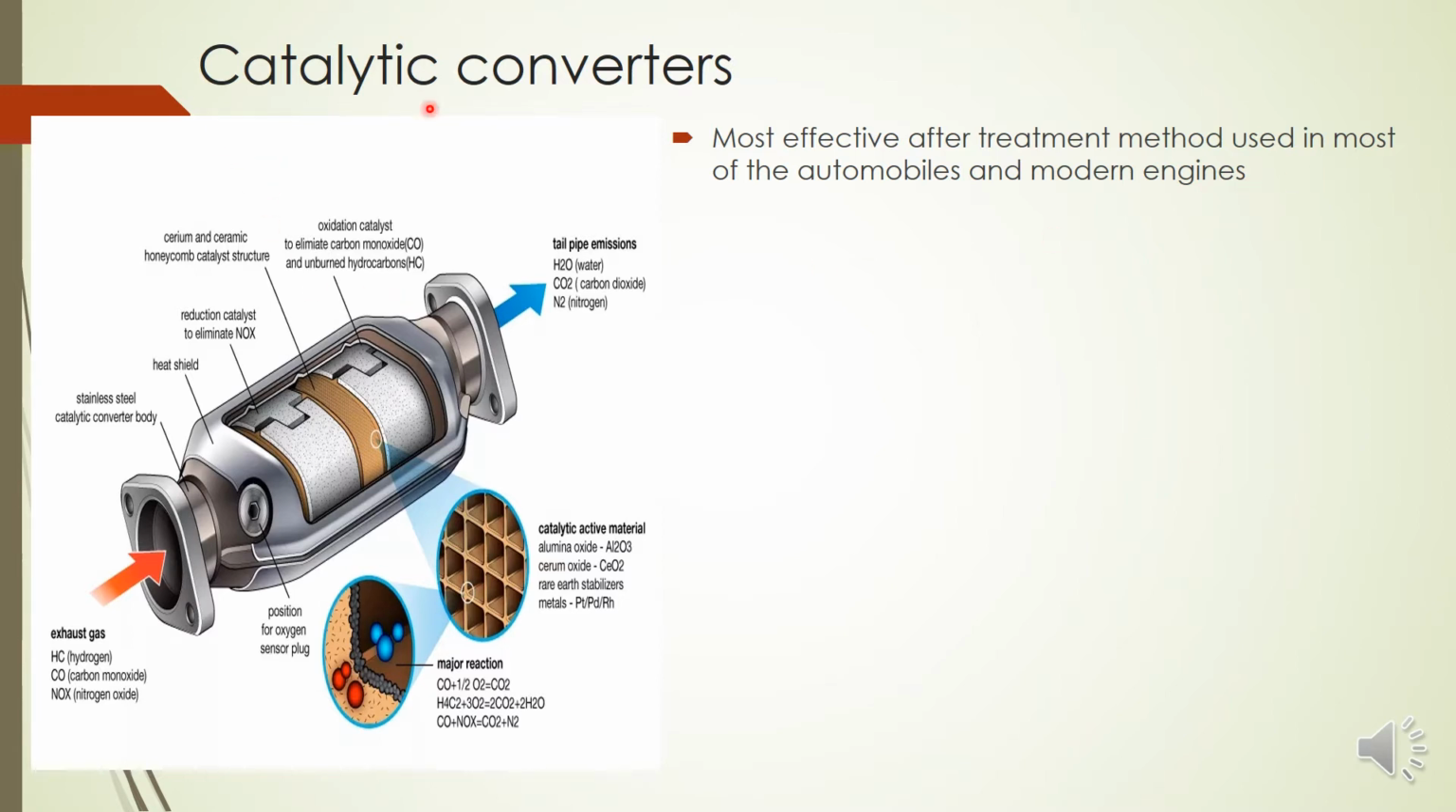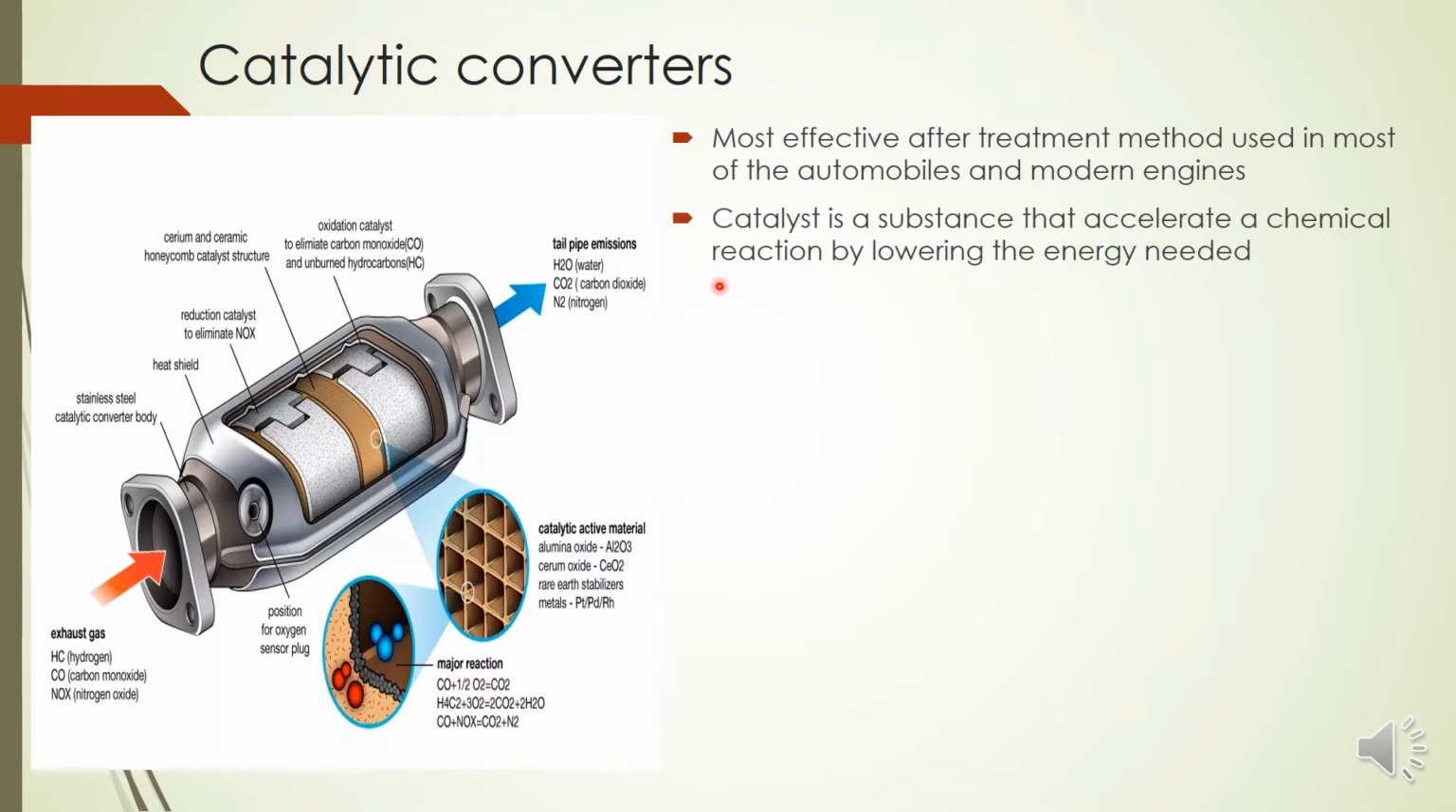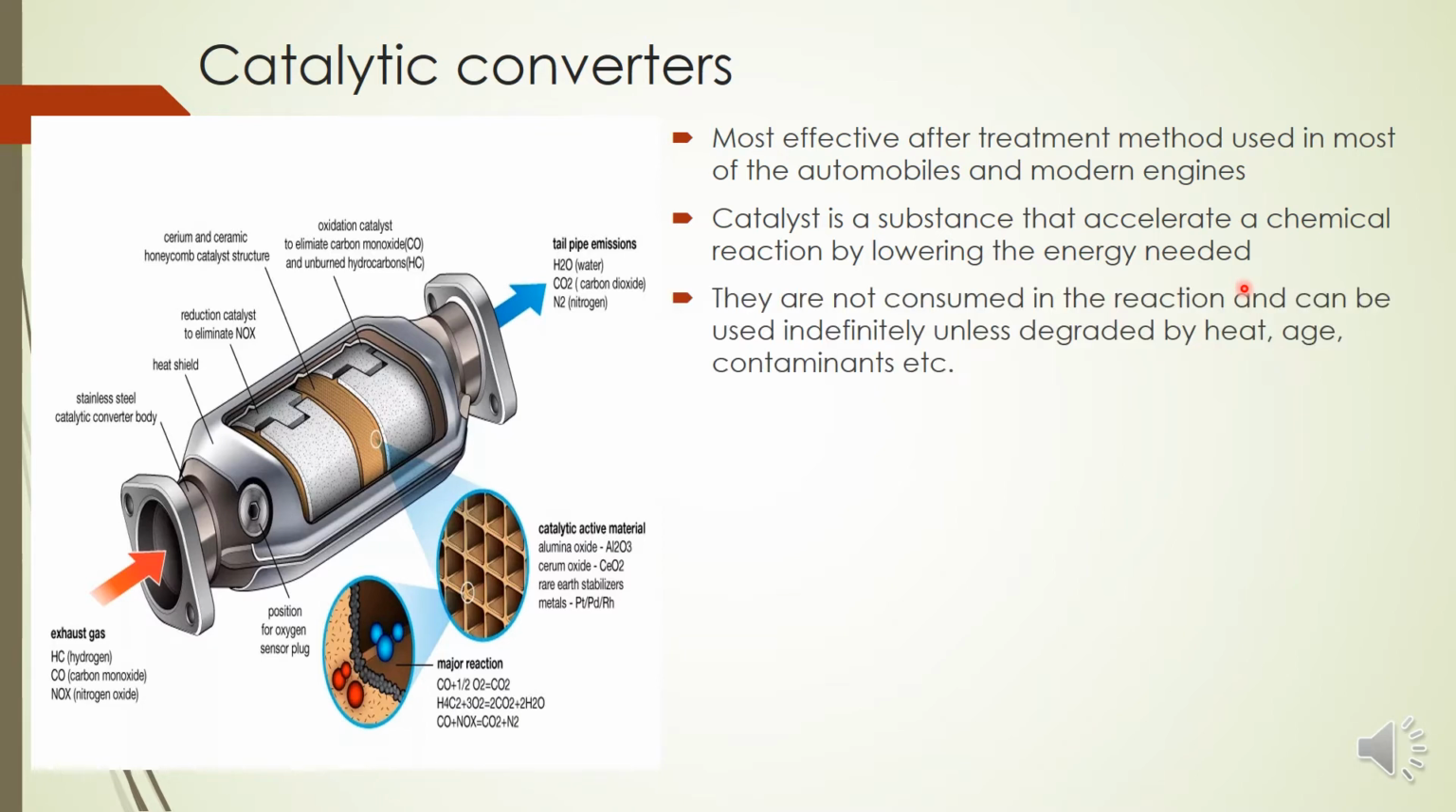So what is a catalyst? You know what a catalyst is. Already you have studied it in your chemistry. Just recollect that. What is a catalyst? Yes, a catalyst is a substance that accelerates a chemical reaction by lowering the activation energy for that reaction. So it will be any substance that will increase the rate or speed of that reaction by lowering the energy required for that reaction. And the most important thing is they will not be consumed in that reaction.